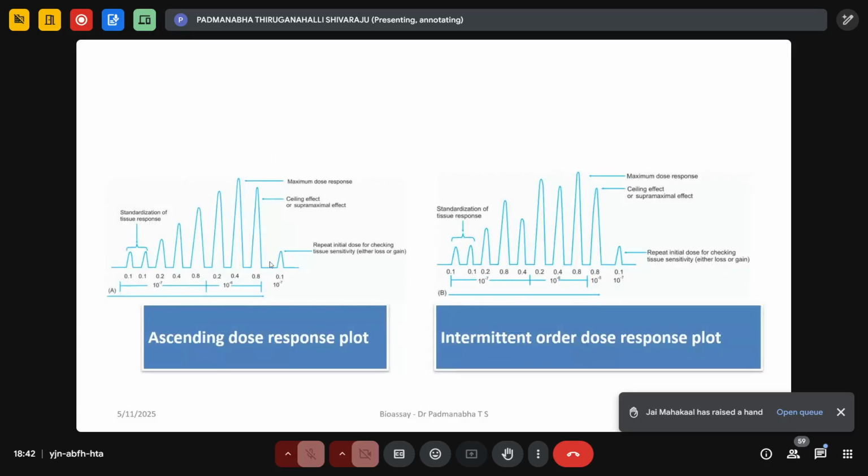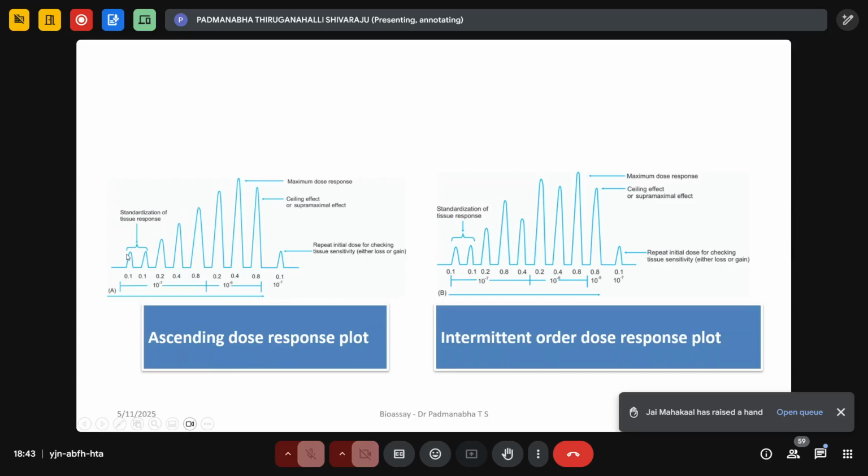So this is the diagrammatic representation where you can see the ascending dose response plot. As you can see here, there is a standardization of the tissue response. As we discussed in the steps of how to conduct a bioassay, first we need to standardize the tissue response. So these are the lowest dose or the lowest concentration. Then you standardize. You are giving the lowest concentration, the same concentration twice, so you need to check whether it is standardized or not. Later, you can increase the concentration and see the response.